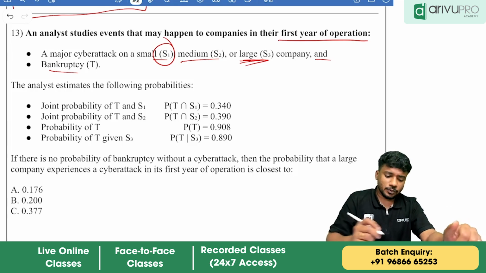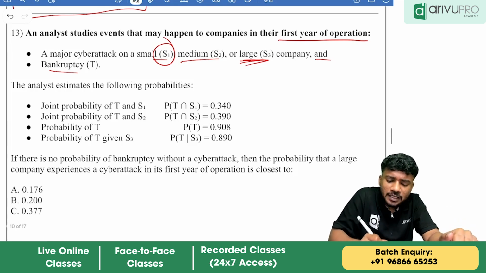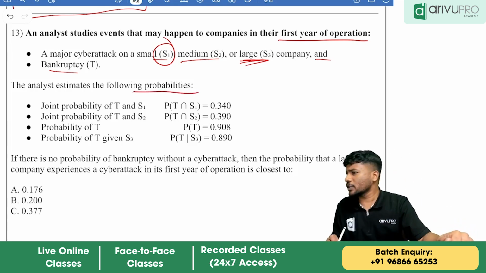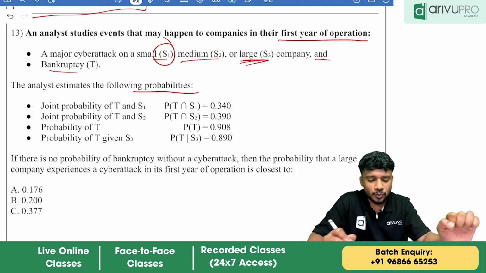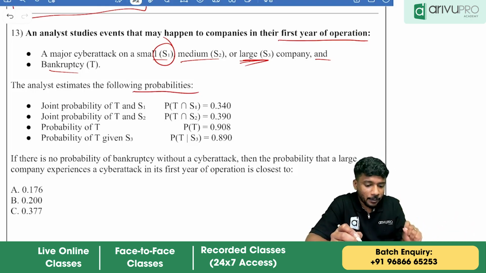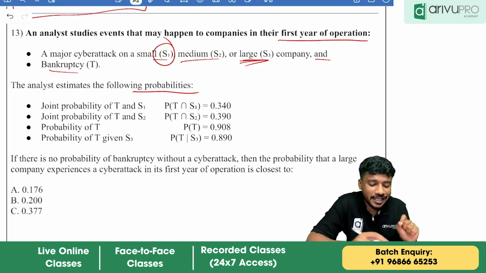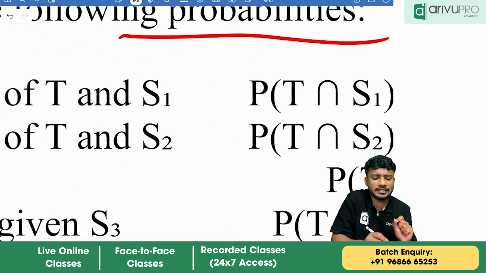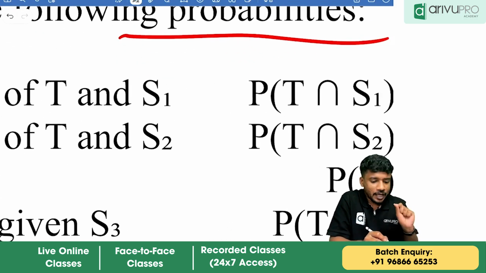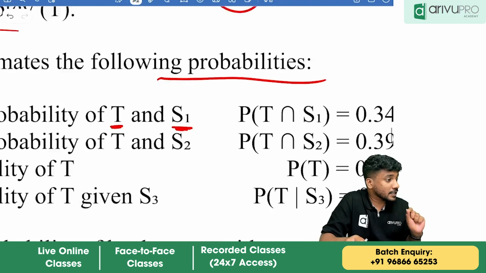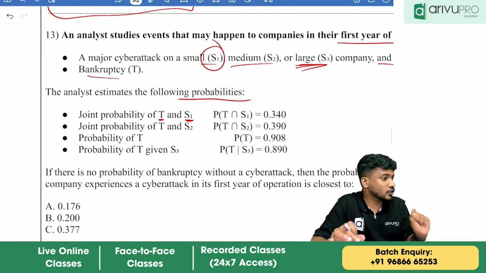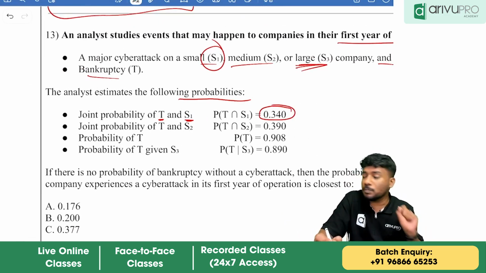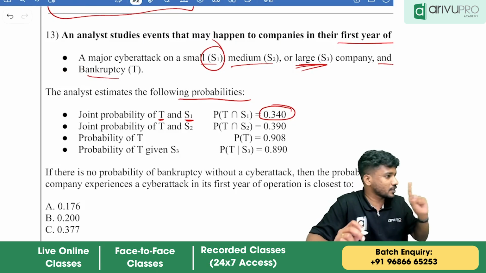Then adding to that, the analyst estimated the following probabilities. So these are the given probabilities. P of T intersection S1. That means probability of T intersection S1. Can you tell me what exactly that is? The probability of bankruptcy happening when a cyber attack happens on a small company, which is the T intersection S1, is equal to 0.340. That is the first one.